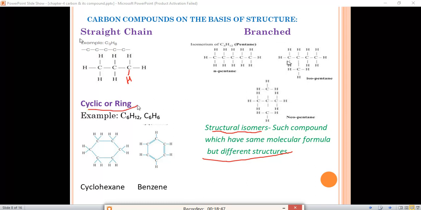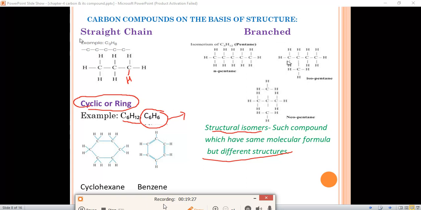Next one is our cyclic or ring structure. In that we will read the example of C6H12. This is our cyclohexane, C6H12, a cyclic structure. And next one is our benzene, C6H6. This is very important. The structure of cyclohexane is 6 carbon atoms forming a hexagon, with 2 hydrogens attached to each carbon atom. This is our cyclohexane structure. And for benzene, 6 carbon atoms form a hexagon structure with 1 hydrogen atom on each, and alternate double bonds we have to put between the carbon-carbon atoms. These are the 2 structures of cyclohexane and benzene.